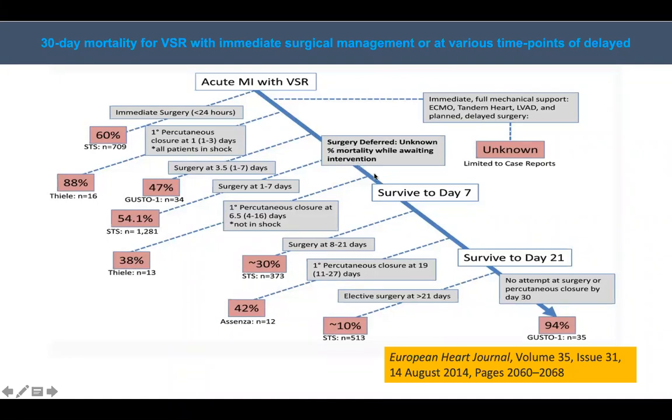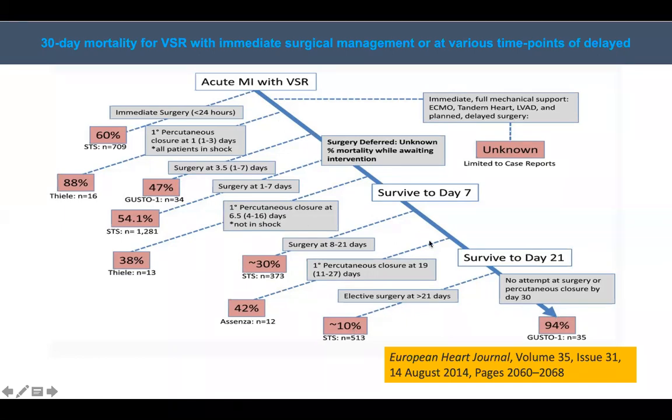So if you keep on waiting, by the third week, mortality comes down to 30%. It was 60, then 54, then 30. And eventually, if you go beyond the third week, the mortality is 10%. But the problem is, with surgery deferred, there is an unknown percentage of mortality while waiting for the intervention. We don't know how many patients died during this waiting period. When the patient is elderly, has multiple comorbidities and multiple organ failure, the surgeon is often not willing to take him, and the family is not giving high-risk consent. So most of these patients die. But if your patient remains stable by 2 to 3 weeks, your mortality will be less than 10%.